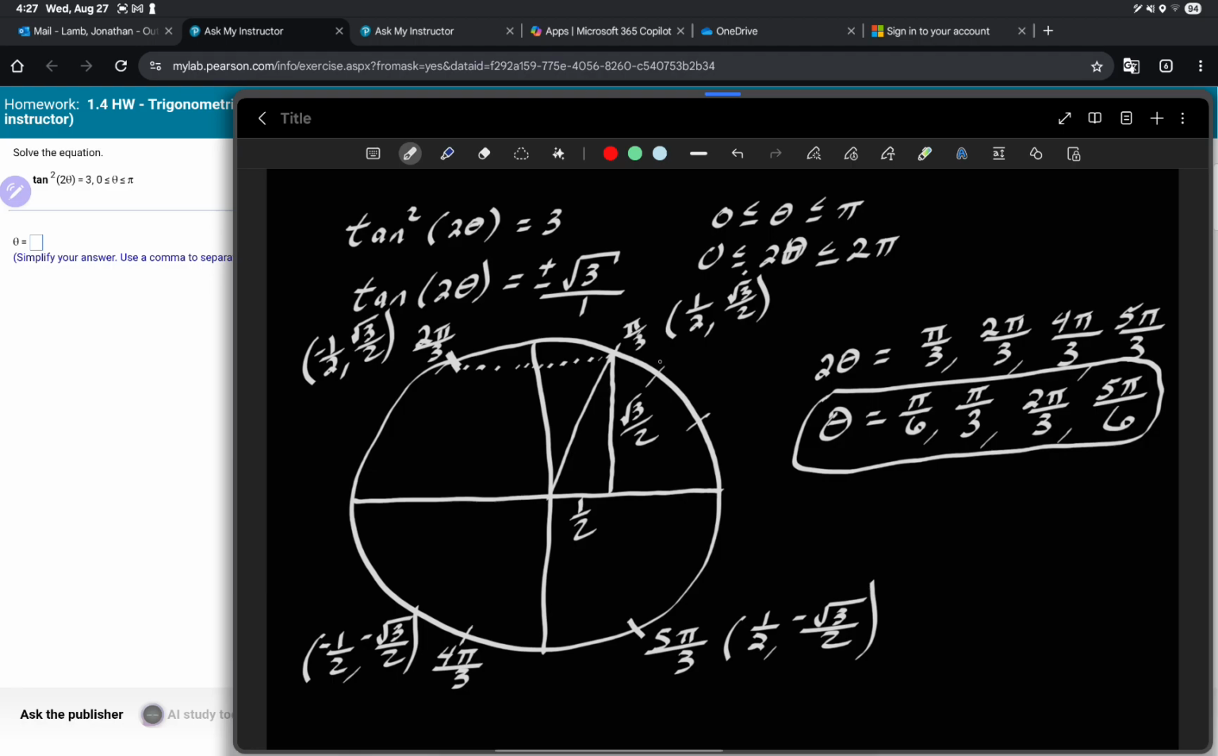If it were pi over 4, the tangent would be 1. If it were pi over 6, your tangent would be the reciprocal of this. Your numerator would be 1 and your denominator would be the square root of 3.